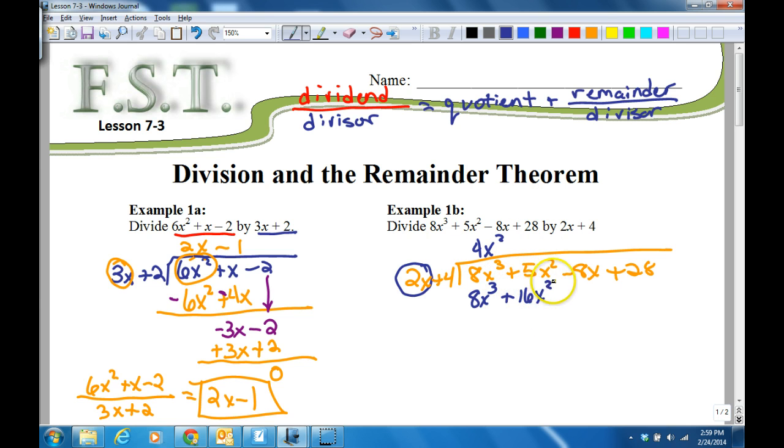16x squared. So it should be negative. Yep, so now I'm going to make them both negative so that I can subtract it. This will be negative, this will be negative. So these cancel. What's 5 minus 16? Negative 11. Okay? So now I'm going to bring down my minus 8x. Okay, I'm bringing this term right here down to here.